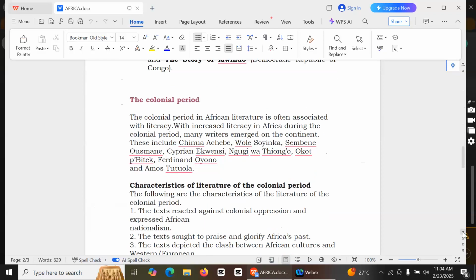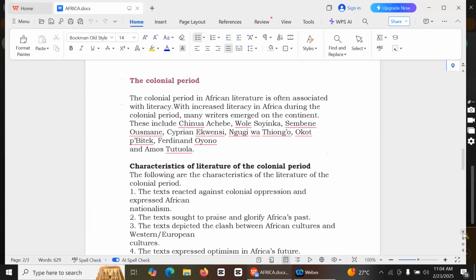The second period is called the colonial period. This is during the colonization, whereby white men dominated Africa, and most of them ruled Africa. This period is often associated with literacy. Now you remember before colonization, there was no literacy. There was no reading and writing. But in this colonial period of African literature, it is where writing and reading started.